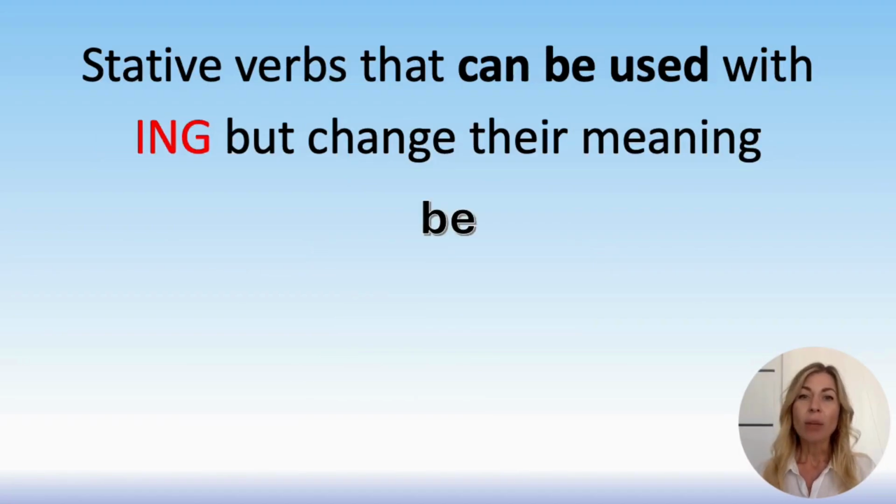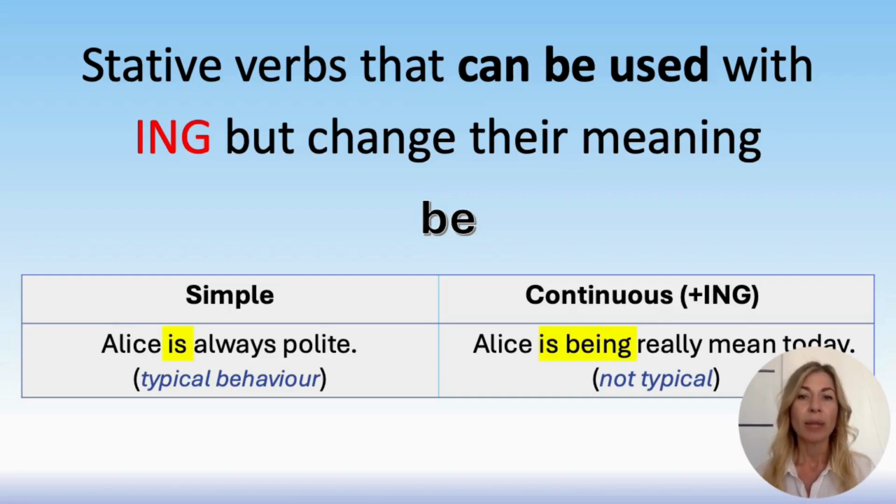When we talk about these differences, I'd like to start with the verb to be, okay? So let's have a look at these examples. Alice is always polite. That's her typical behavior. But Alice is being really mean today. This is not typical. And that's why when we want to describe some kind of different behavior, we should use the verb be with ing ending. So you would say she is being, right? So this is the case when we can use it. In other cases, we don't use be with ing.